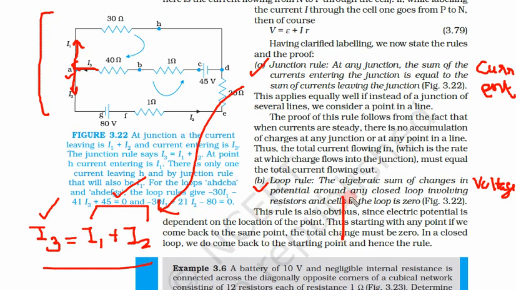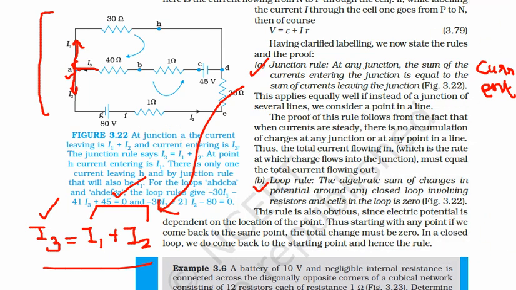If there is a water pipe like this, and instead of having one outlet it has two outlets, this is outlet 1, this is outlet 2, and this is the inlet of the pipe. So I is equal to O1 plus O2. The water coming out must be equal to the water going in. Same thing: current going in must be equal to current coming out. So this is the first rule, the junction rule or current rule.